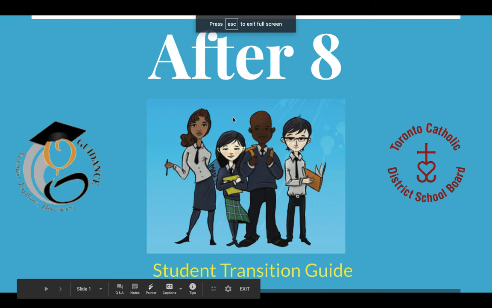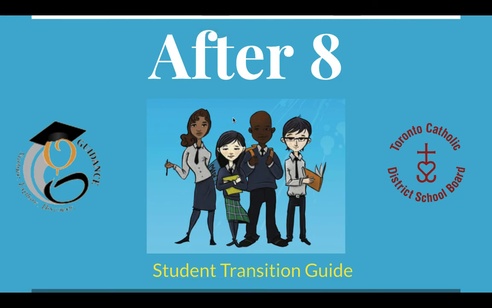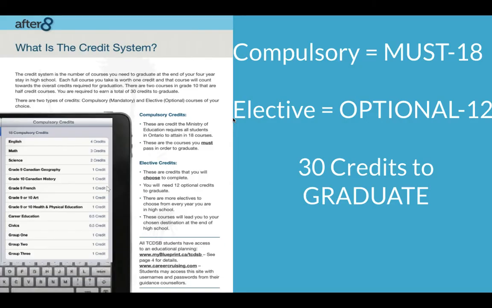All right, grade eights. So I'm going to just explain to you how to choose your courses for grade 9. High school has a credit system, and that means that every class that you pass, you get a credit, and you need 30 credits to graduate. Out of the 30 credits, 18 of them are compulsory.